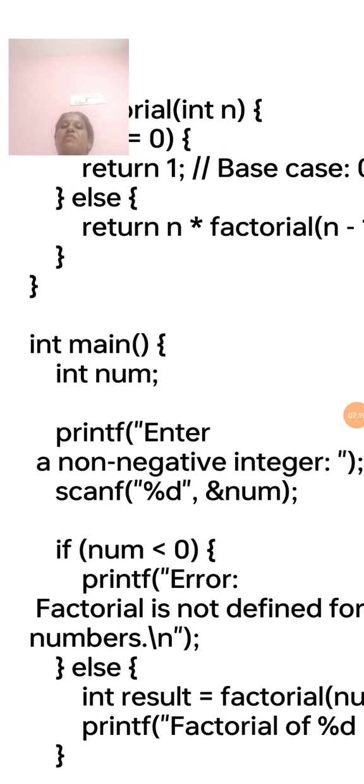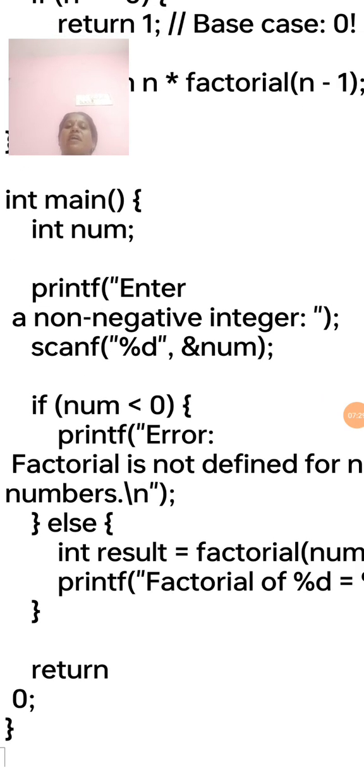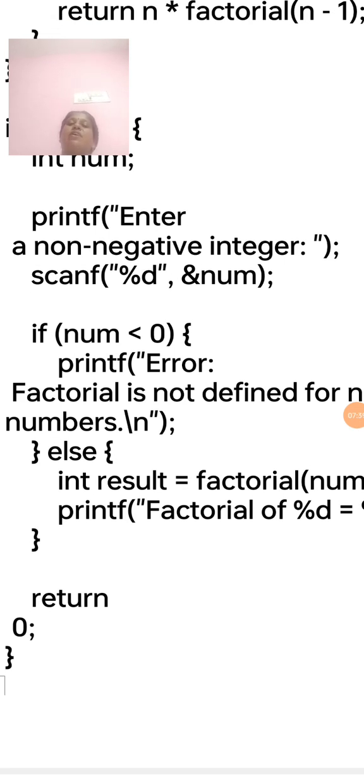Next we start with the main function. We put the variable declaration here: int is the data type, num is the variable. Then printf, enter a non-negative integer. Every factorial works on non-negative numbers, so we enter non-negative or positive numbers. Then scanf gets the particular number.